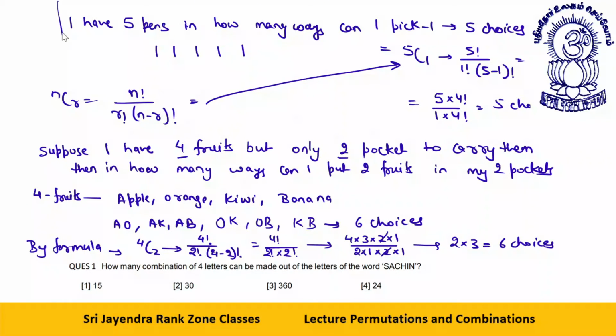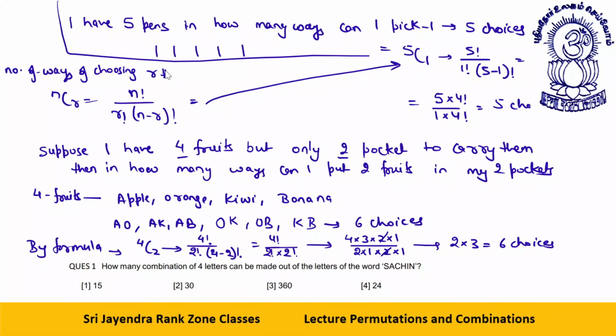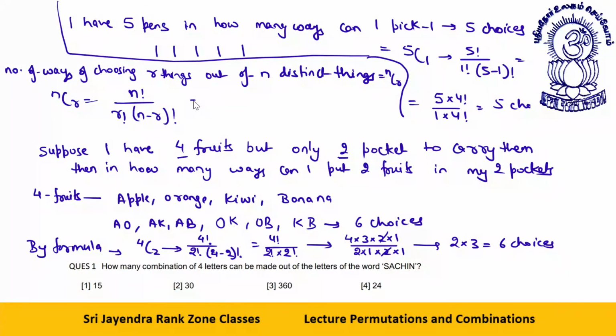NCR is the number of ways of choosing r things out of n distinct things. That is NCR. The value for NCR is n factorial by r factorial into (n minus r) factorial.